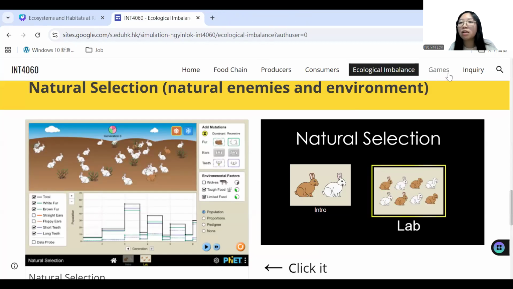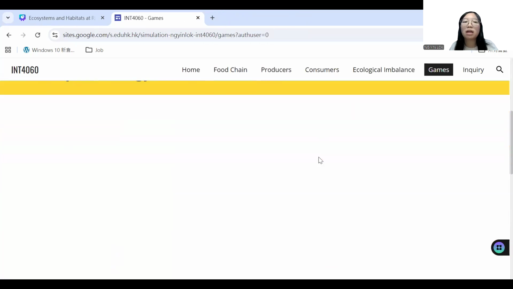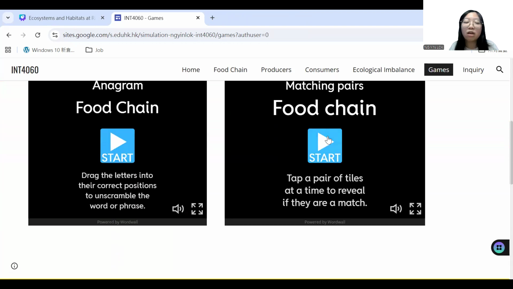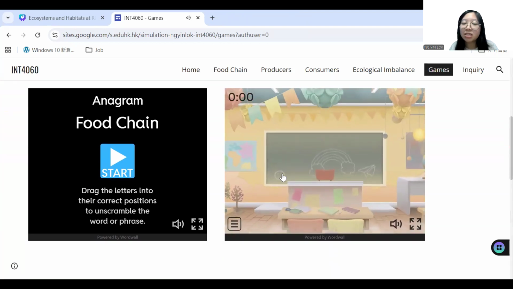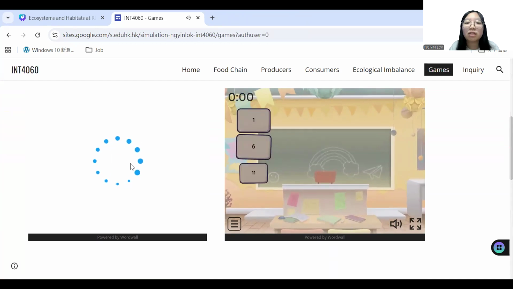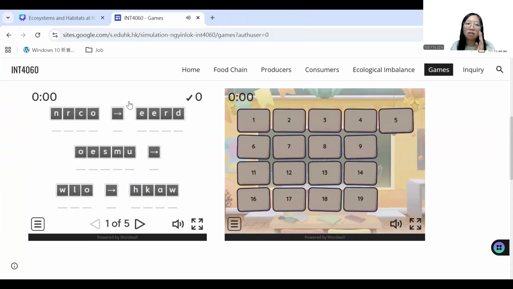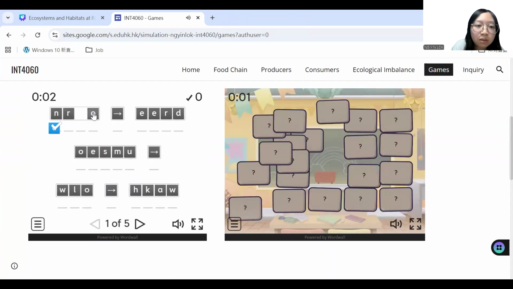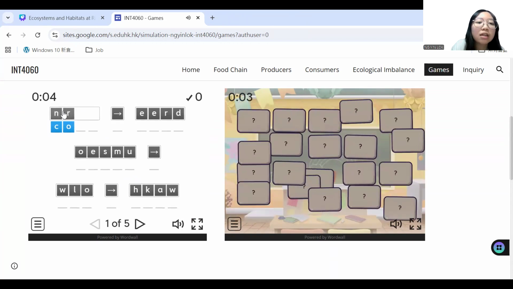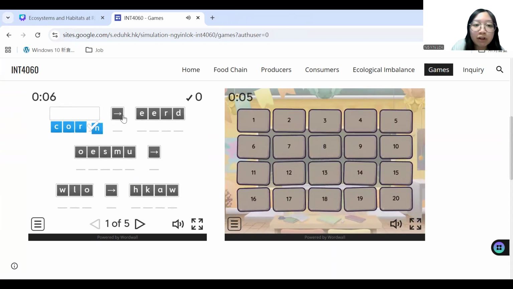For the games, for Wordwall, I may just show one of them. The match pairs. Then you can see another together. You may see maybe corn. Then you may see the symbols. It's very important to see the symbols. I don't know what is wrong.